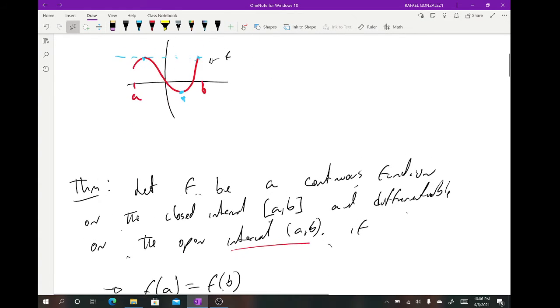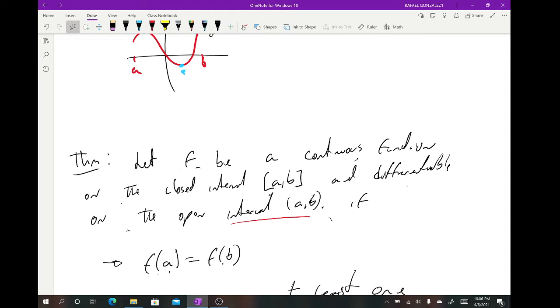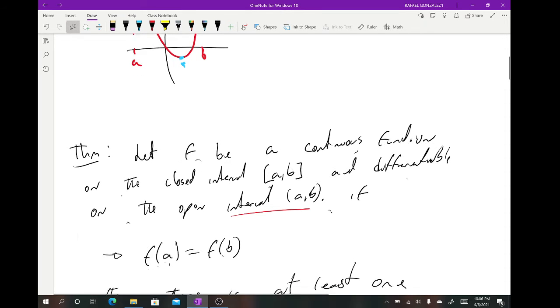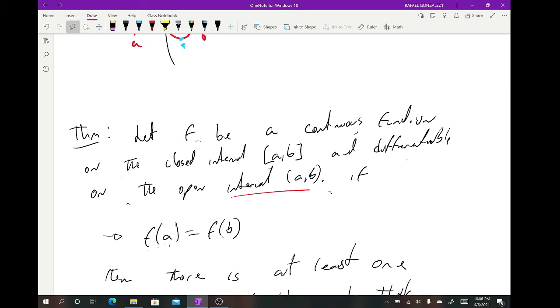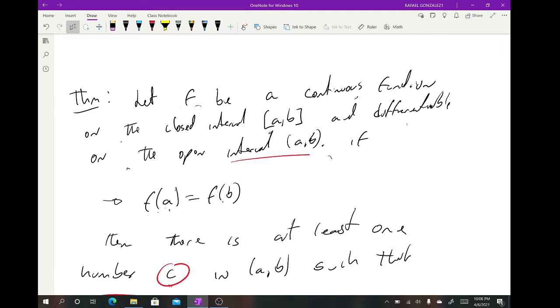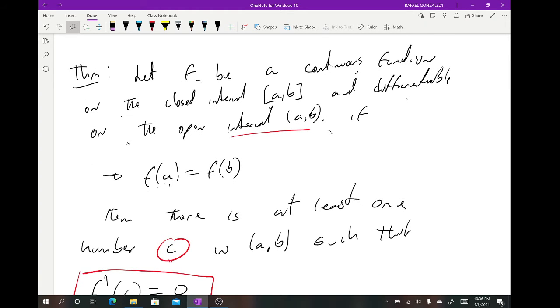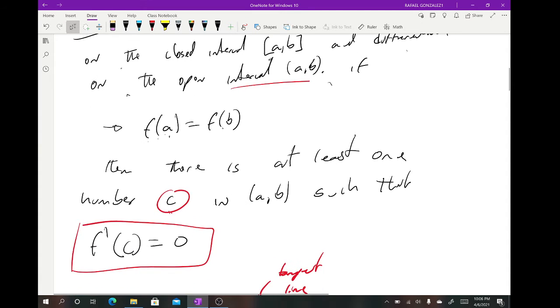Now what Rolle's theorem says is that if f is a continuous function on a closed interval [a, b] and differentiable on the open interval (a, b), and if the endpoints, when you evaluate them in the function, satisfy f(a) = f(b), then we are guaranteed to have at least one real number c in the open interval (a, b) such that the derivative evaluated at c is equal to 0.